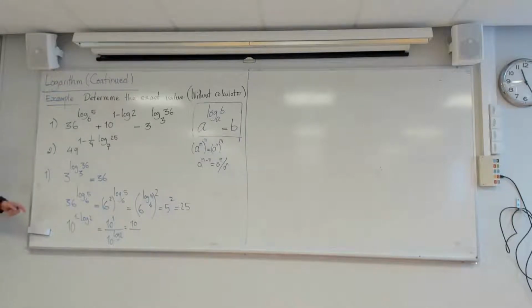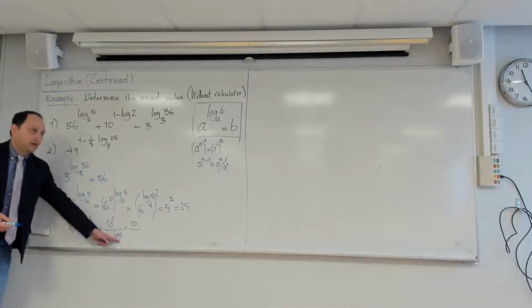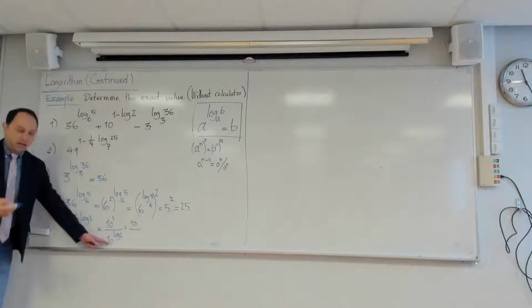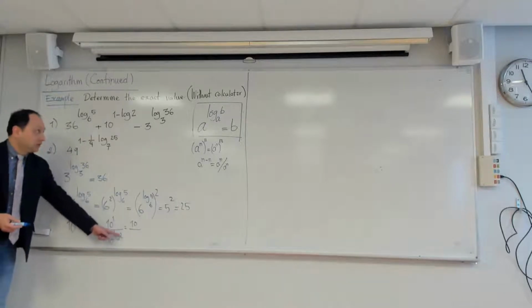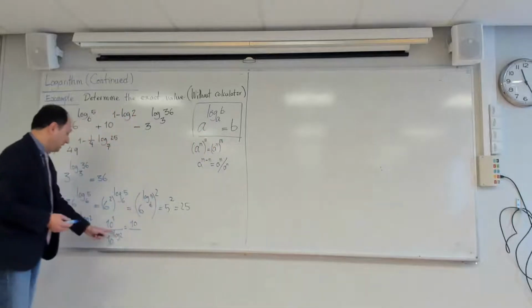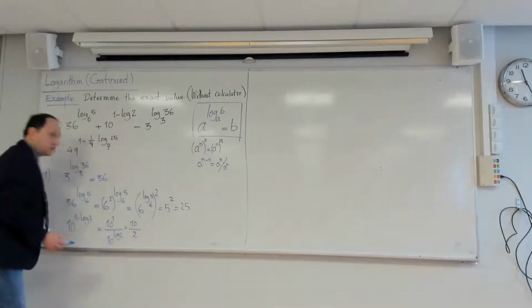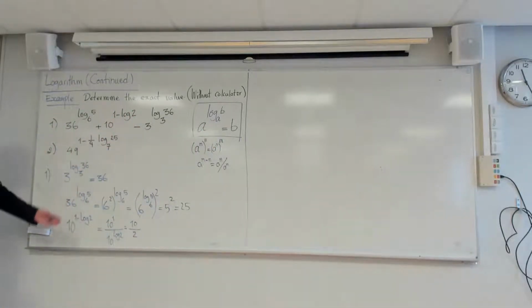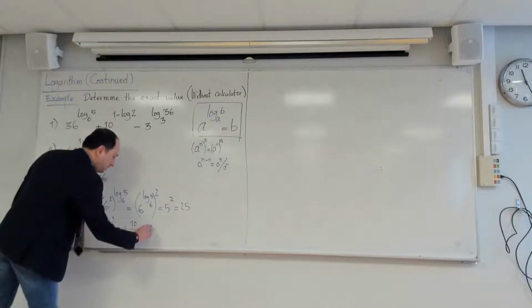Yes, because the base is not written down, so it means that the base is 10 by that convention. So this 10 and that 10 are the same. So I have exactly the same scenario. This becomes exactly equal to 2. Understandable? And then 10 over 2 is 5.